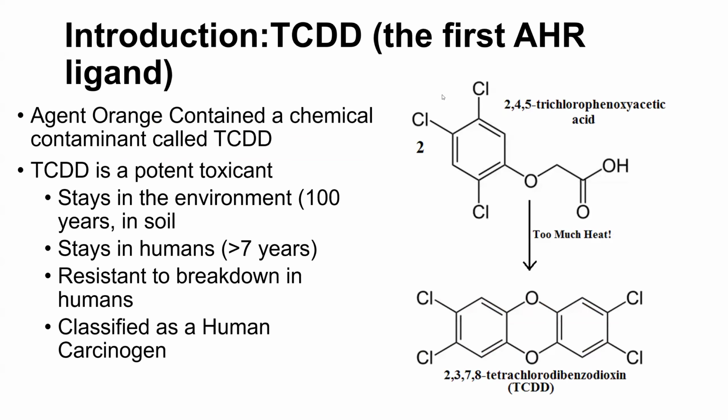Now, it turned out one of them was TCDD. And so the question is, well, how do you generate it? So this is the agent, the herbicide. And what occurs is if you heat this up too much during the processing of it, you will then generate this compound, TCDD, or 2,3,7,8-tetrachlorodibenzodioxin.